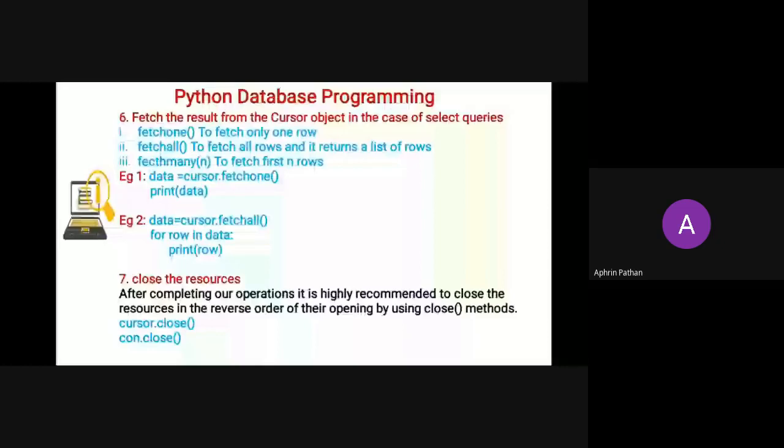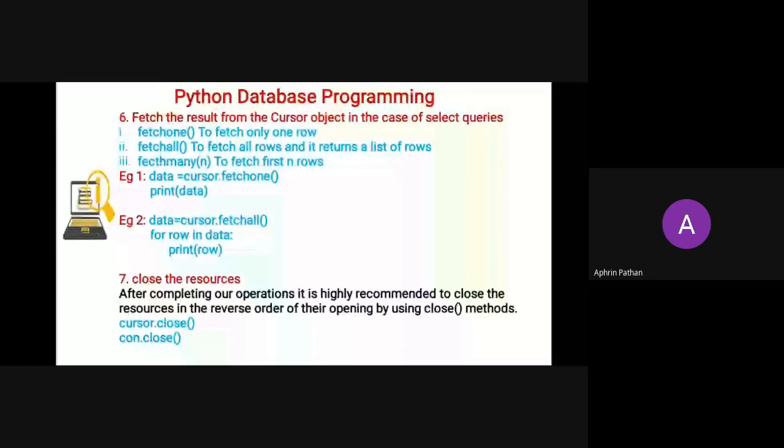In the first example, you can see data equals cursor dot fetch one, print data. So what will it do? Whatever result is there from the previous query, only one row, that is the first row, will be printed. Then data equals cursor dot fetch all. Here a for loop is used. It will fetch all the data, and that data will be printed row by row: for row in data, print row. So this is the sixth step.